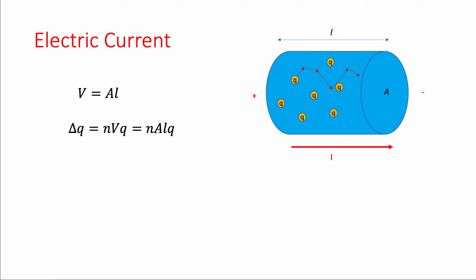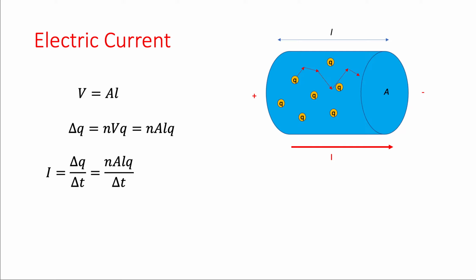That's really the complicated bit, which is why I've taken a little bit of time to labor the point there. We're obviously going to do this now. We take my definition from the previous slide, I equal to delta Q over delta T, and substitute in. So we've got delta Q is N times A times L times Q, over delta T.